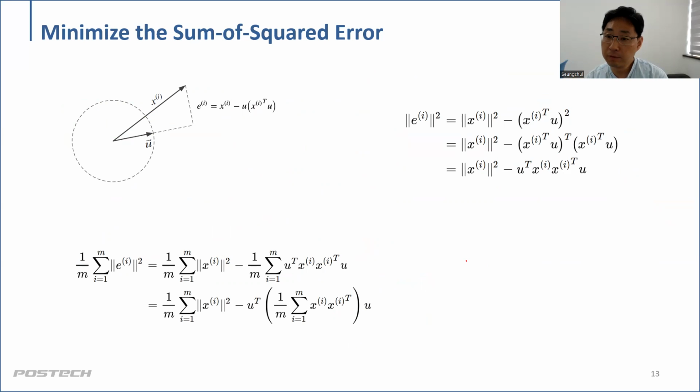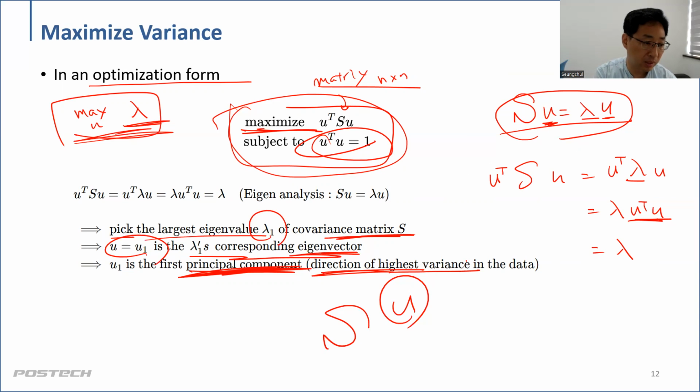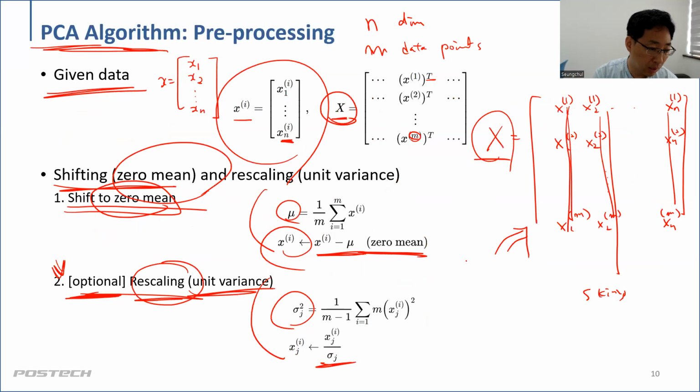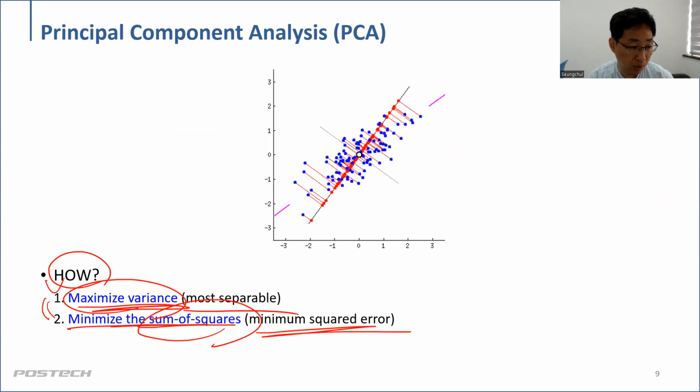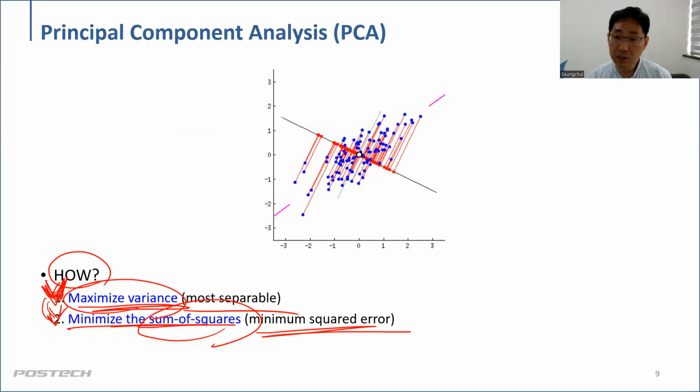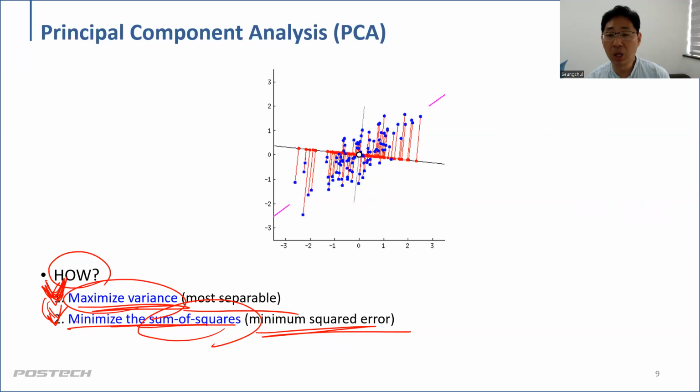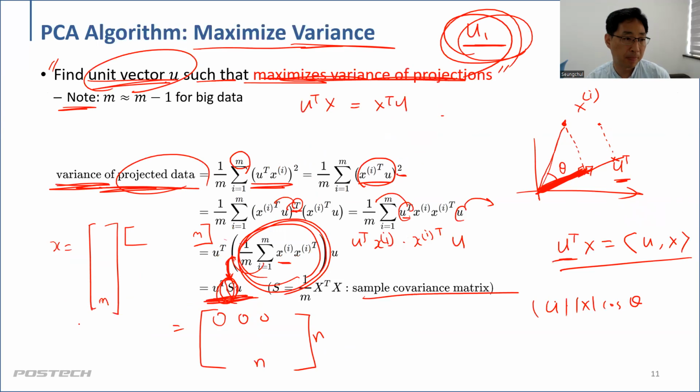the sum of squares. I'm going to show you. What I'm about to do is show that the first and second are identical, or equivalent. Let's see.